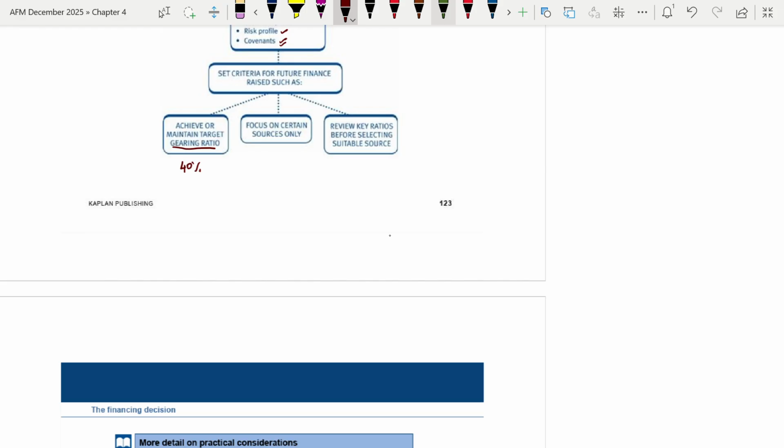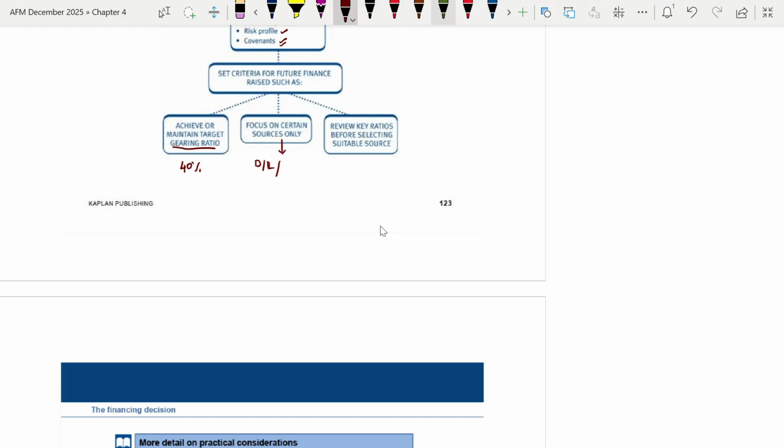Means you have to manage within 40%. Okay, you have to balance it. Do we focus on certain sources only, where we want debt, we want lease financing, we want institutional financing, you want equity financing?